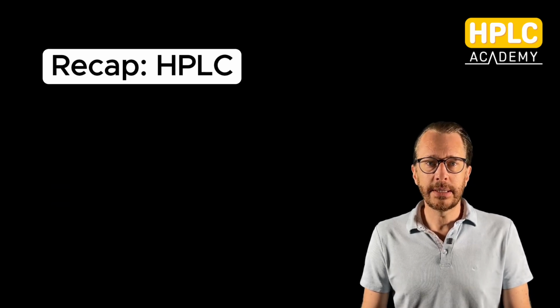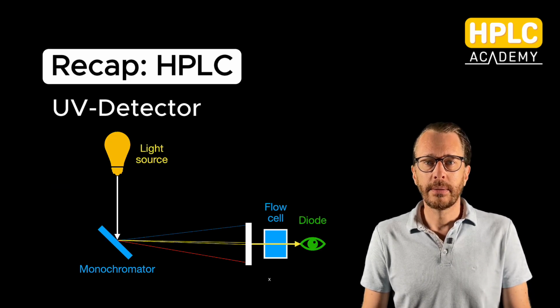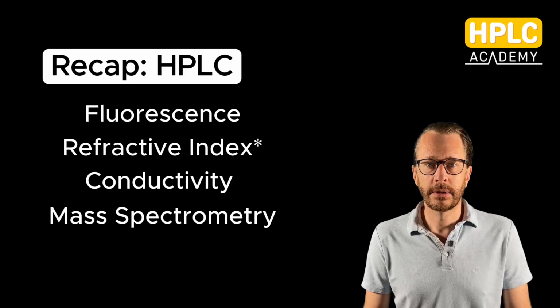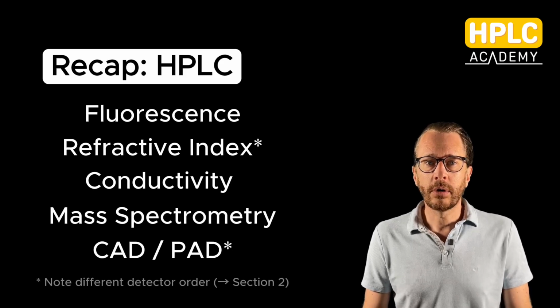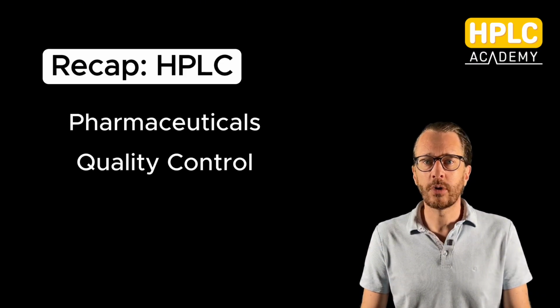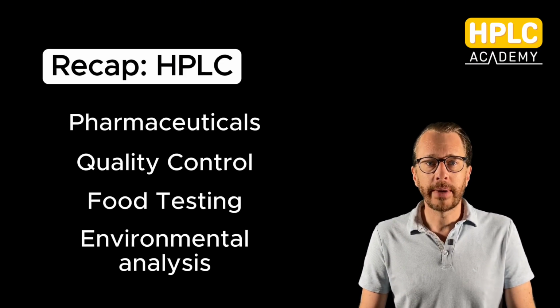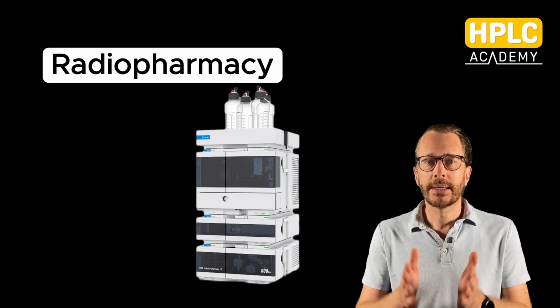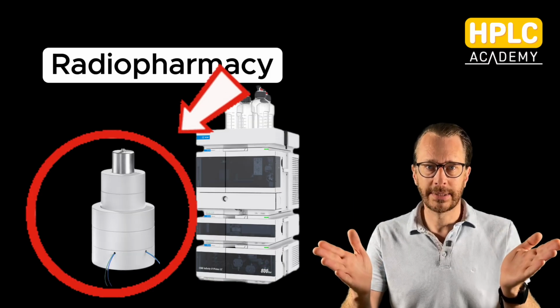In classic HPLC, the detector is typically a UV detector measuring how much ultraviolet light a compound absorbs as it passes through the flow cell. Other detectors are fluorescence, refractive index, conductivity, and mass spectrometry-based detectors. They are all covered in Module 1 of the HPLC-Academy. This is a well-established technology used in pharmaceutical quality control, food testing, environmental analysis, and many other fields. In radiopharmacy, we take the same platform and extend it with one additional specialized detector, the radio-detector.